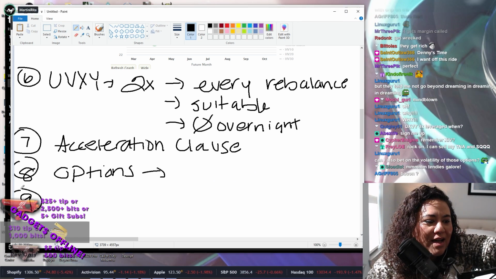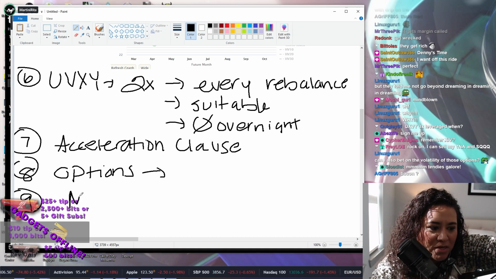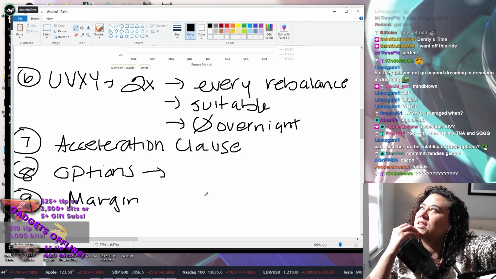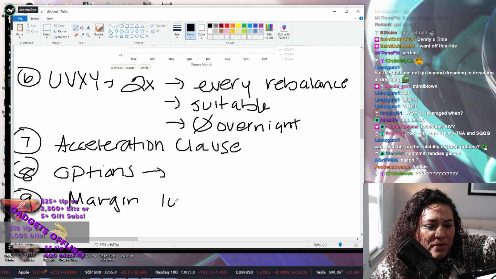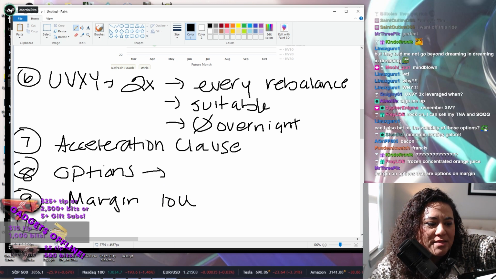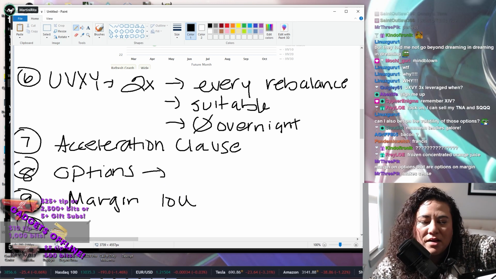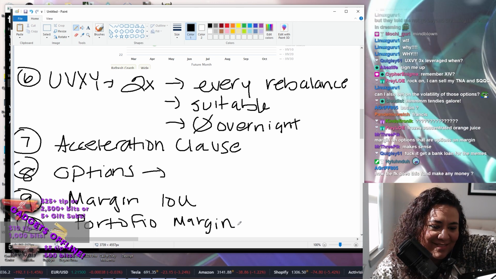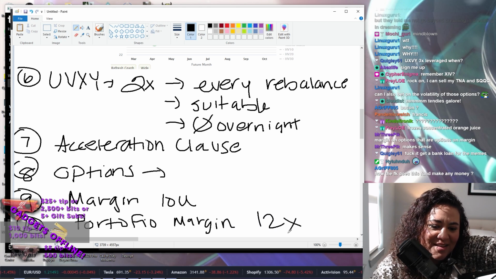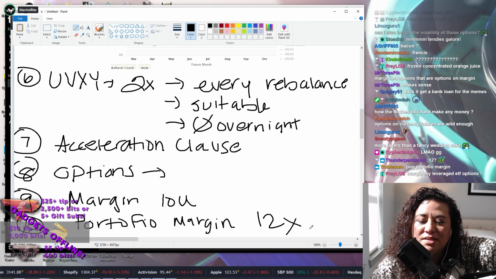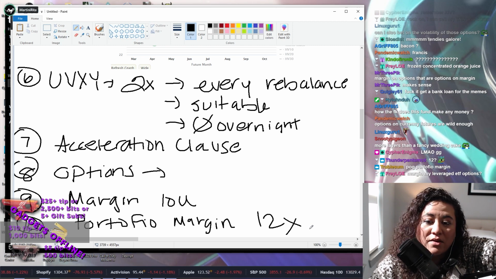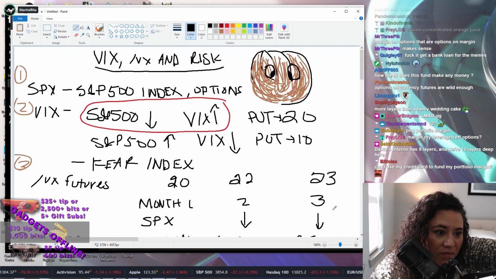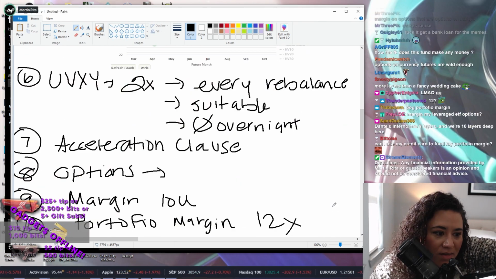Number 9 is the last layer. Did you know you could get margin on all of this? Oh my God, it's not the last one. Ready for the 10th layer? I figured this out. So you could go get an IOU on this. Even more amazing is if you have around $100,000, you can go get this amazing thing called portfolio margin, which is 12 times leverage. I've seen people do this on the internet because the internet is insane. So they literally did all of this and they have no idea what it means.